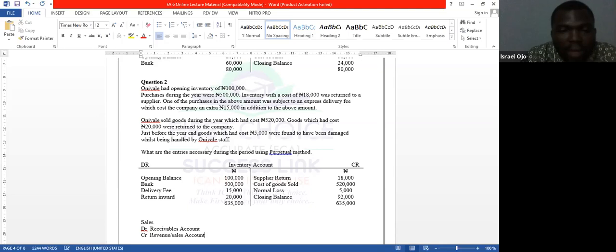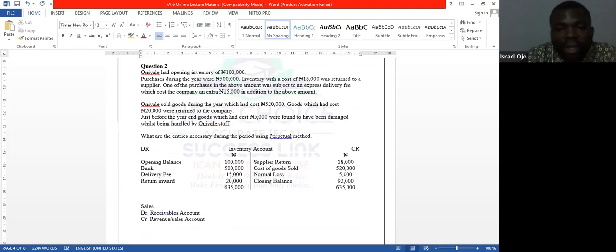Now, when you are done with that, under perpetual, you need to make the effects on your inventory account. So you come down here and you debit your cost of sales or cost of goods sold. Then you credit your inventory to reduce inventory, with the cost of your inventory.